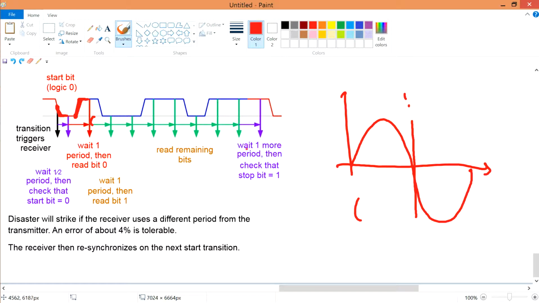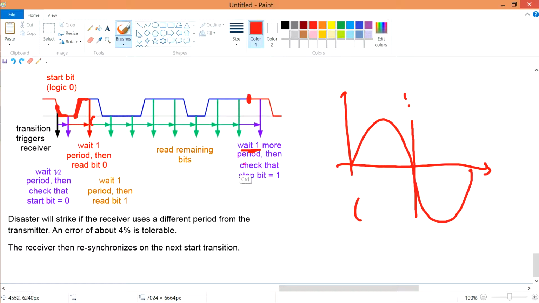After that, before you end, you wait 1 more period over here, and then you check that the stop bit is equal to 1. This is the stop bit. You need to know that sometimes the stop bit may lag a bit. So you may see the stop bit actually appear to be here, and then it starts to stop, and things like that.